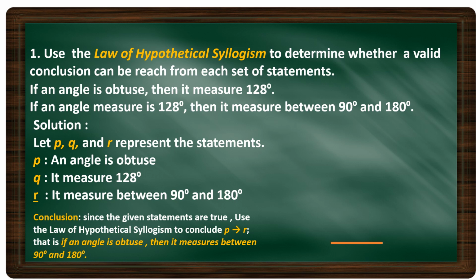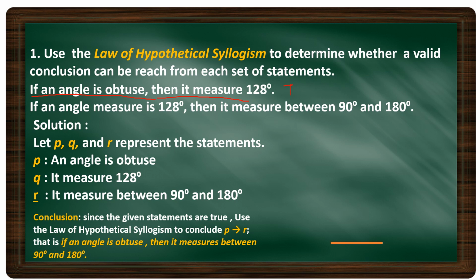If an angle is obtuse, then it measures 128 degrees. So that is true. Bakit kaya? Maya-maya malalaman po natin. So, agad-agad, true ang ating sagot dyan. Then, the next statement, if an angle measures 128 degrees, then it measures between 90 and 180 degrees.